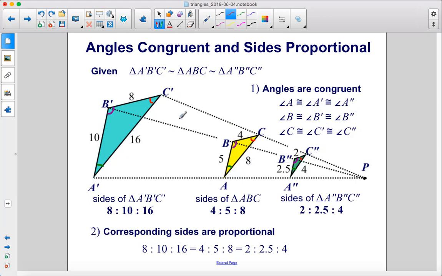But what's also worth noting is that these sides are proportional. So here we have 8, 10, and 16. Then all you do is divide each of those by 2, and you get 4, 5, and 8. And divide those by 2 again, and you get 2, 2.5, and 4. So you can see that the corresponding sides are proportional.